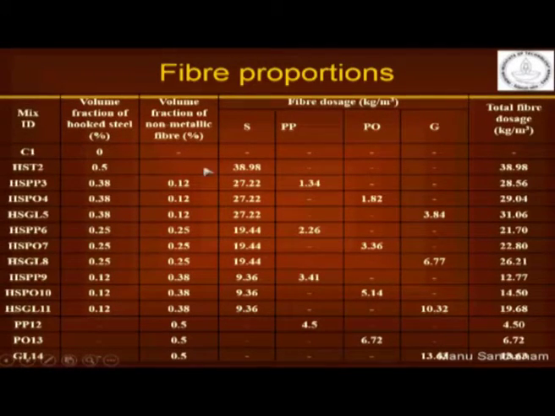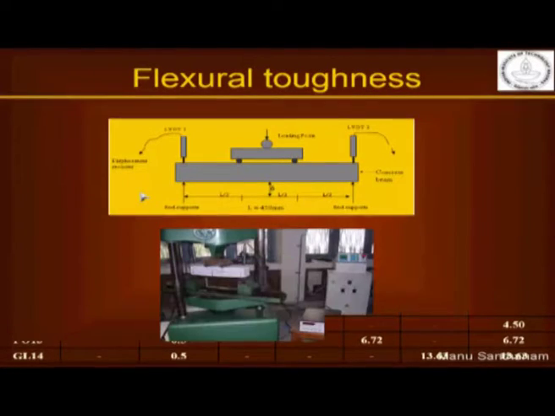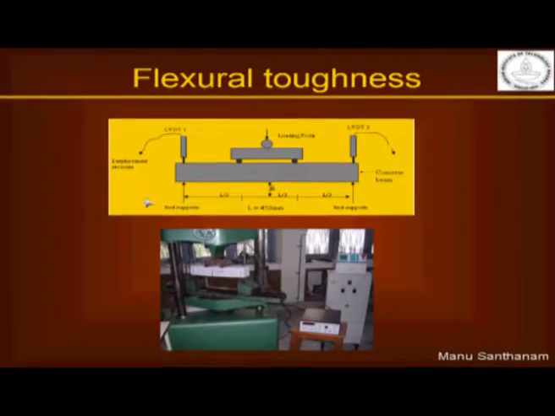As I said, overall the dosage was 0.5% by volume of the concrete. In some cases there were mixtures of steel and other types of fibers together. And this is how we actually did the experiment. So this was your beam, the fiber reinforced concrete beam that was loaded in third point loading. So you see this is L by 3, that's also L by 3, that's third point loading, and we measured the displacement of the specimen right under the load. So this is the point at which the displacement is measured.